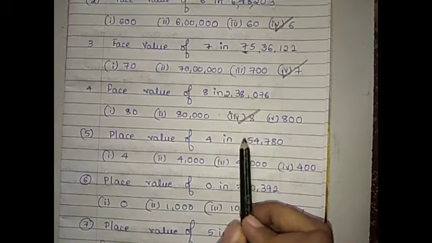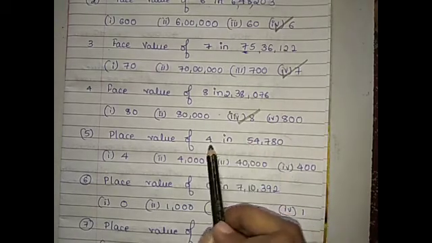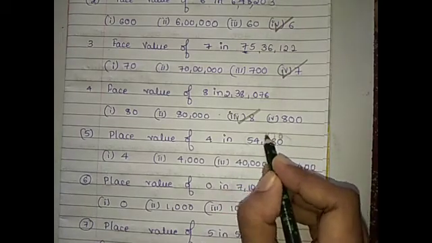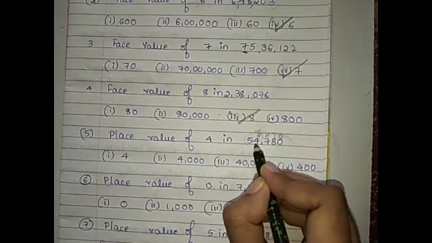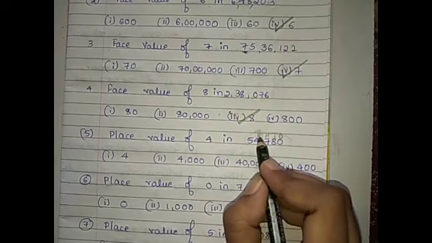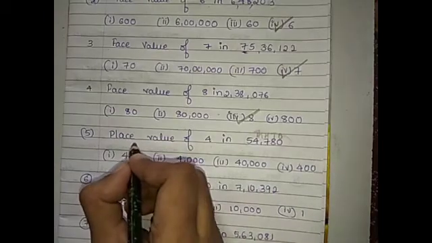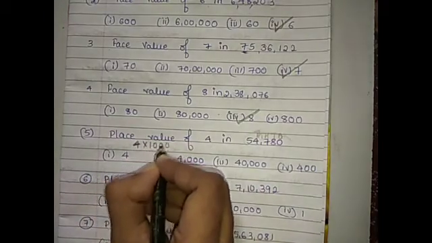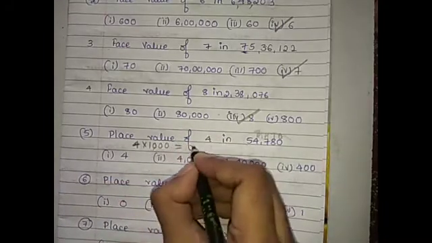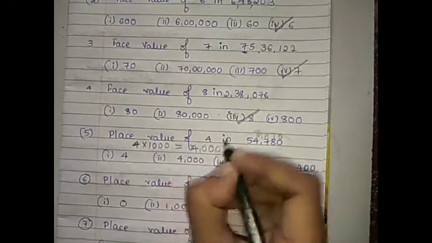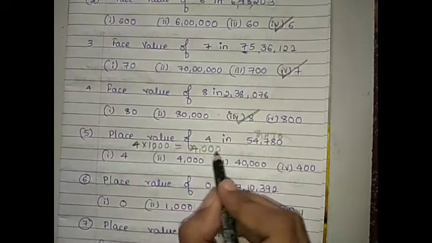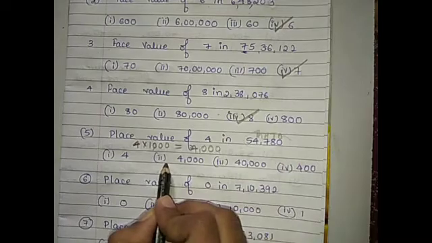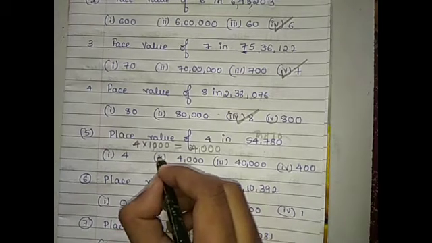So here first we need to identify the position of 4. Ones, tens, hundred, thousand. Here 4 at 1000 place. So place value of 4 is 4 into 1000. 4 into 1000 is equal to 4000. So the place value of 4 is 4000. So here which option is correct here? Second option is correct. So we have to tick second option.